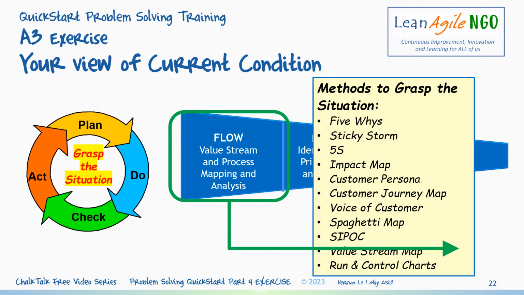Here's a list of methods that are often useful for grasping the situation and understanding the current condition. They can be as simple as 5 whys, which we explored in the Fundamentals of Value Stream Flow Chalk Talk, or they can be elaborate, like a full-scale value stream analysis. It depends on the problem. We'll cover a few of these methods in this exercise, and I'll add more in the future. But first, let's take another look at your current condition.